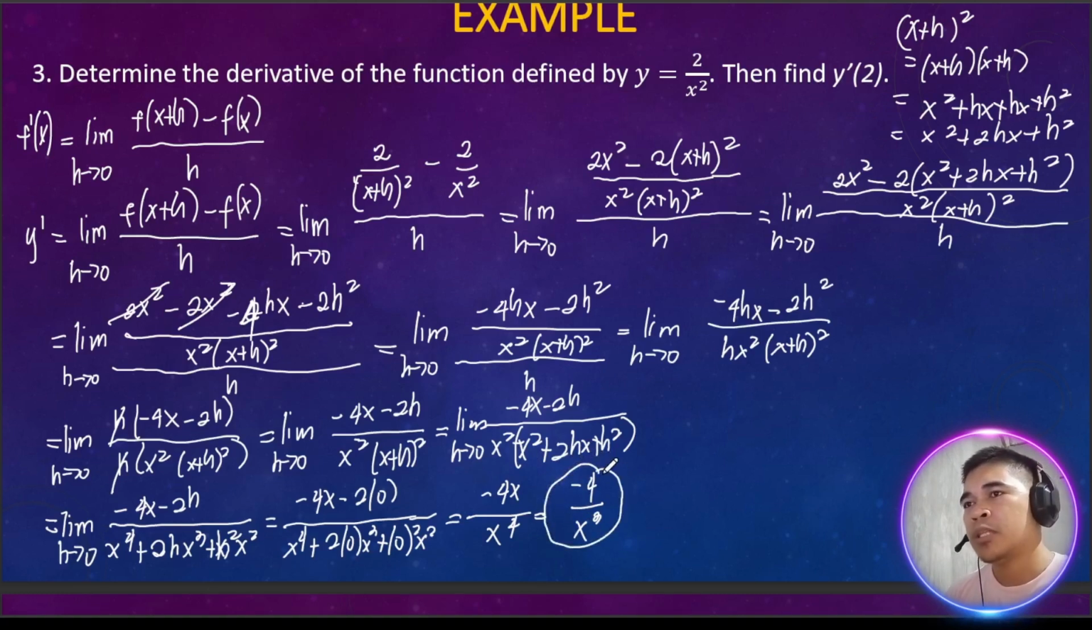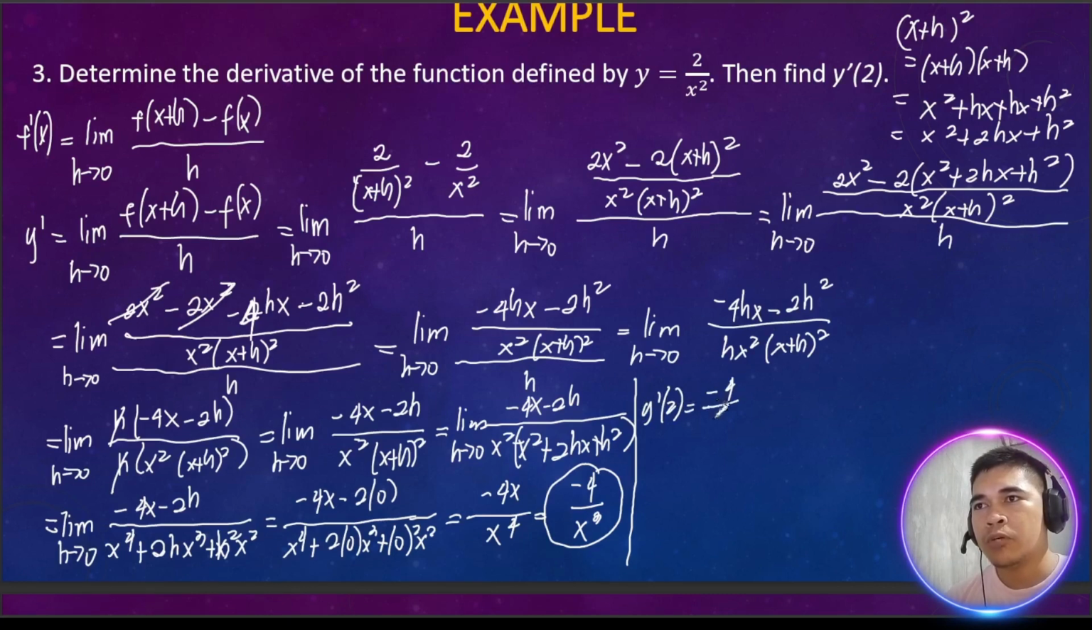Now substitute our 2. So, y prime of 2 is equal to negative 4 over x cubed. So, negative 4 over, what is our x? That is 2. 2 cubed. So, negative 4 over 8. So, the final answer is negative 1/2. That is y prime of 2.